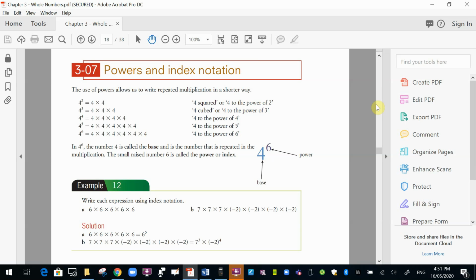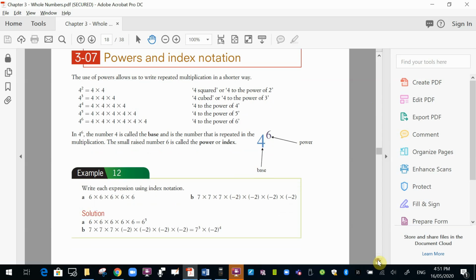A couple of these have special names. 4 to the power of 2, which is 4 times 4, you can also call it 4 squared. And 4 to the power of 3, 4 times 4 times 4, you can also call that 4 cubed. Okay, next bit.